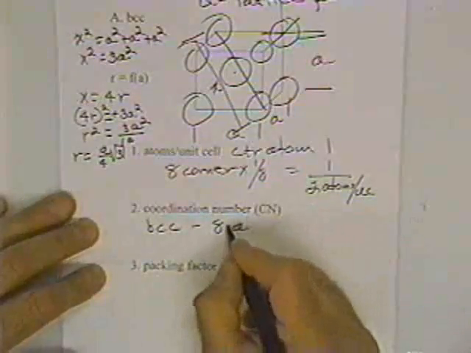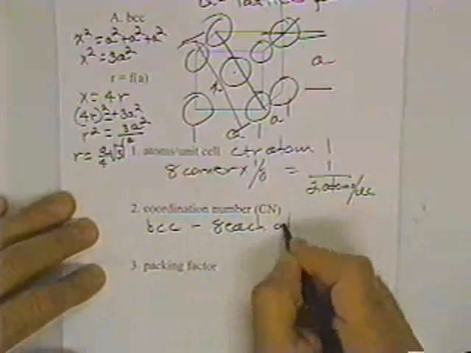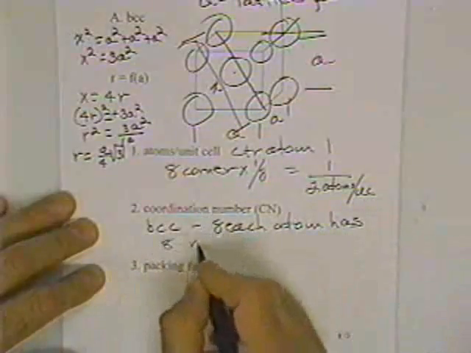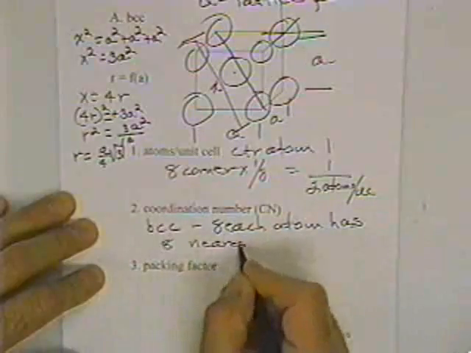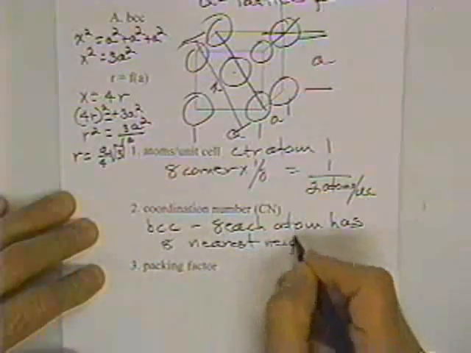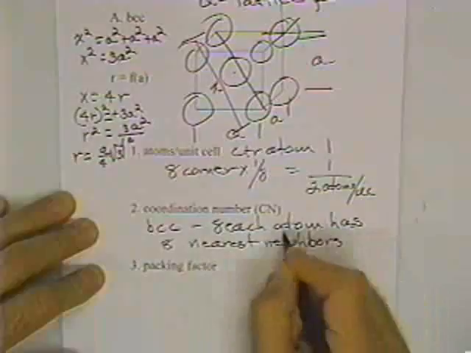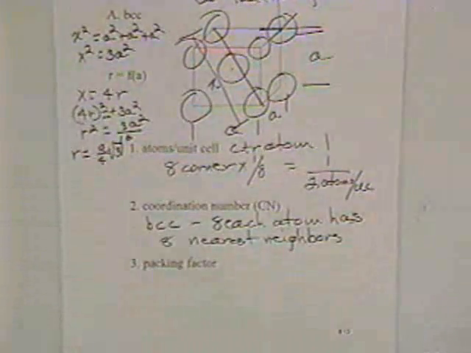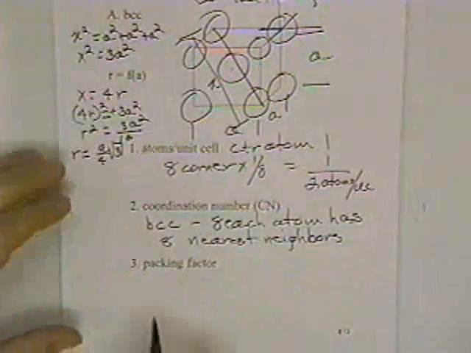So each atom has 8 nearest neighbors. Now that's more near neighbors than we'd like to have, but each atom has 8 nearest neighbors. Now what about the packing factor?